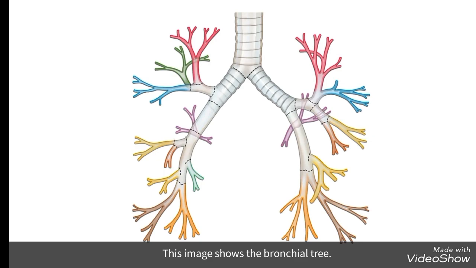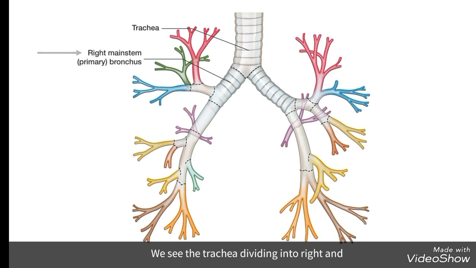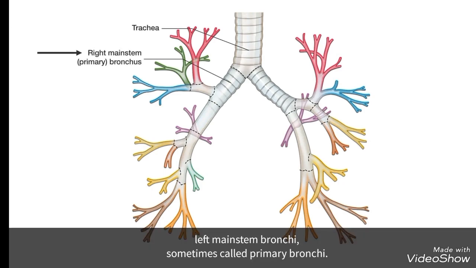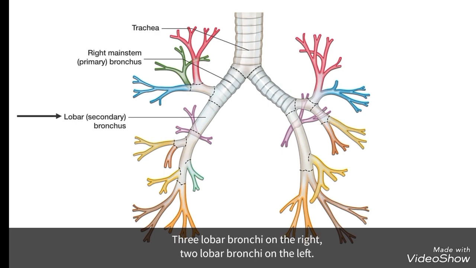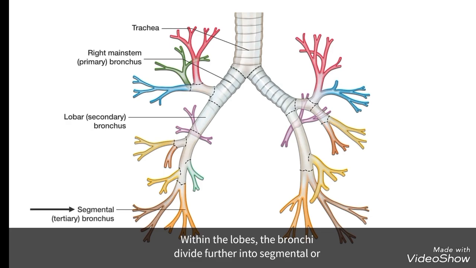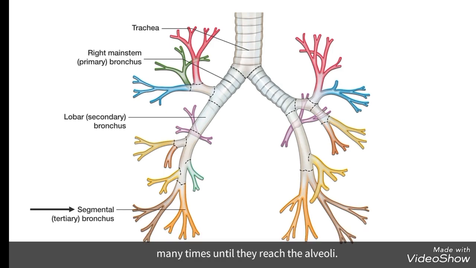This image shows the bronchial tree. We see the trachea dividing into right and left mainstem bronchi, sometimes called primary bronchi. Within the lungs, the bronchi divide further into lobar or secondary bronchi. Three lobar bronchi on the right, two lobar bronchi on the left. Within the lobes, the bronchi divide further into segmental or tertiary bronchi, which continue branching many times until they reach the alveoli.